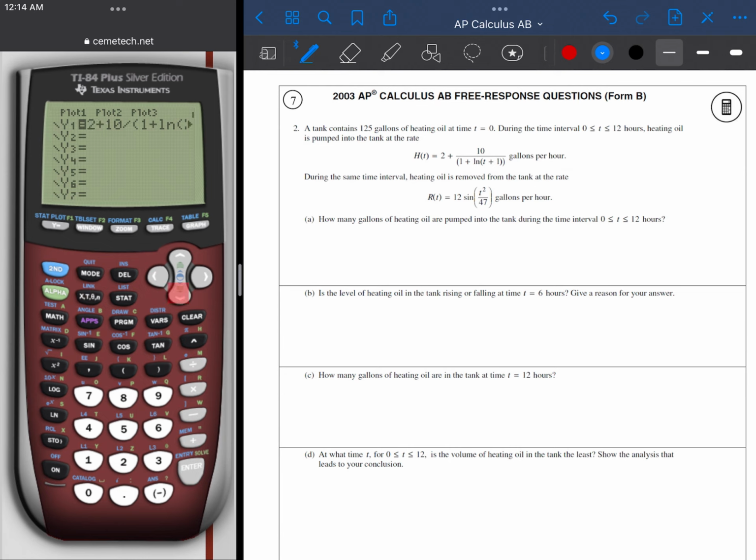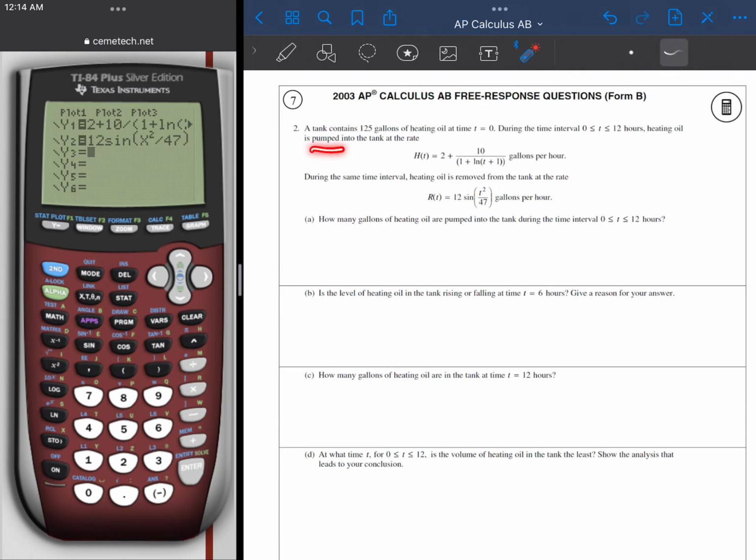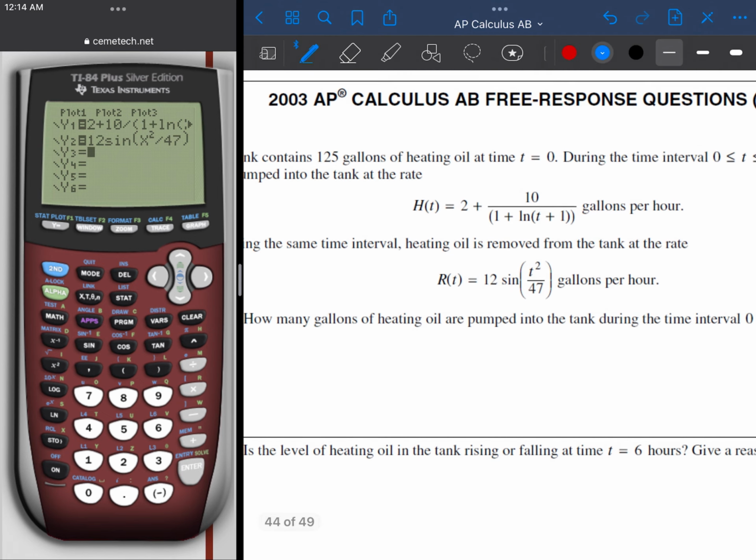You don't really need it in parentheses, it can figure that out. And the next function is going to be 12 sine, and then it already had the parentheses for us, so it's going to be t squared, and then that's going to be divided by 47. Cool. And then we might as well do the positive minus the negative. It does tell us that pumped into is kind of a positive word, and removed is a negative word. So the way that I'm going to annotate my functions here is I'm going to say that this is the positive function and this is the negative function.